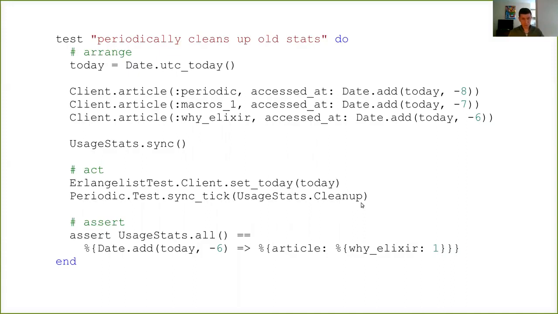I have to manually send it an impulse. So I send it an impulse, and then I just verify that now that I access usage stats, I only get the stats for the article 6 days ago. So the ones that were accessed 7 and 8 days ago respectively have been purged, right? And so I can actually test this.